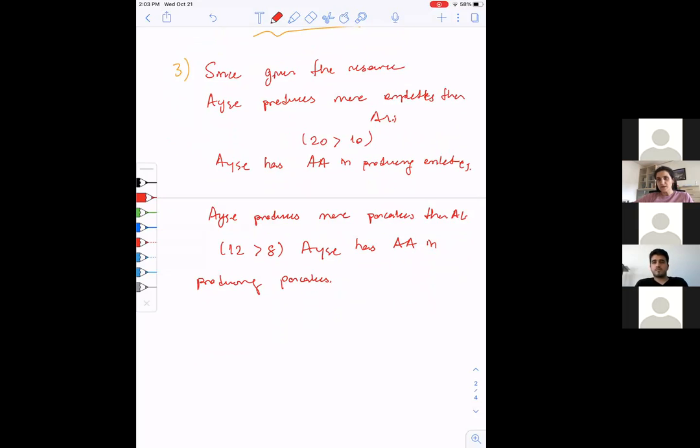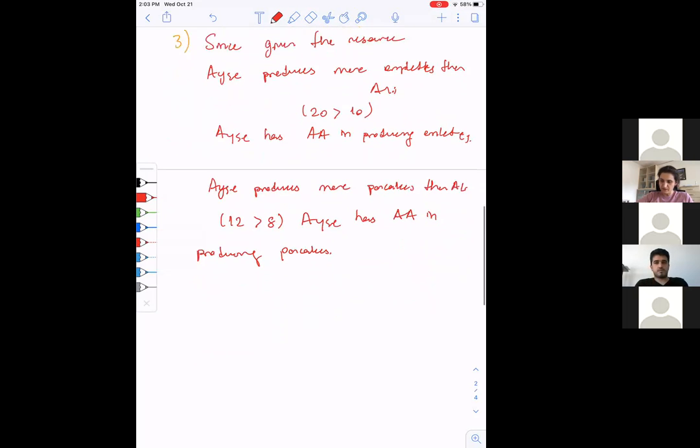So does it say anything about the comparative advantage? No, right? Because for the absolute advantage, we are looking at the quantity or the amount of resources used. For the comparative advantage, we are looking at the opportunity cost of doing something.